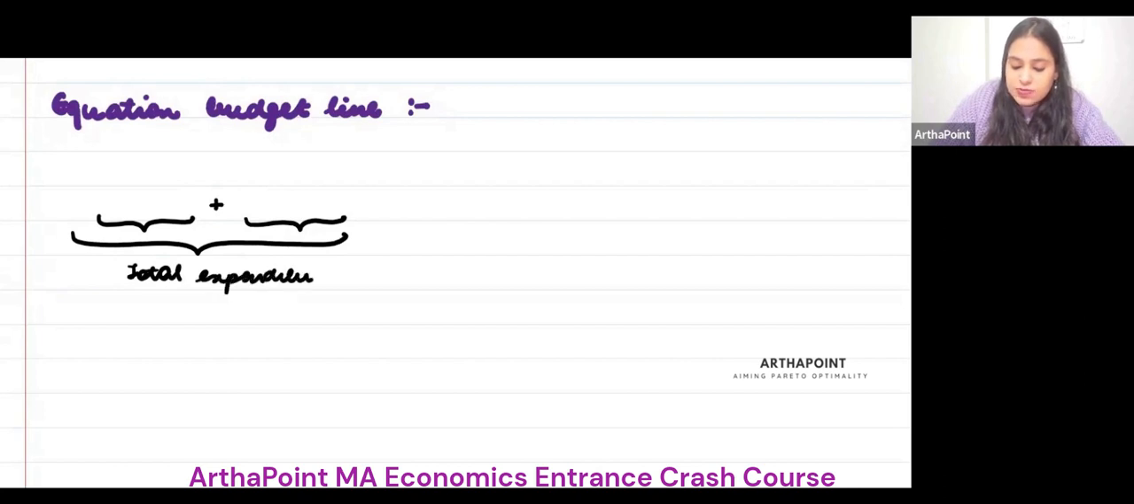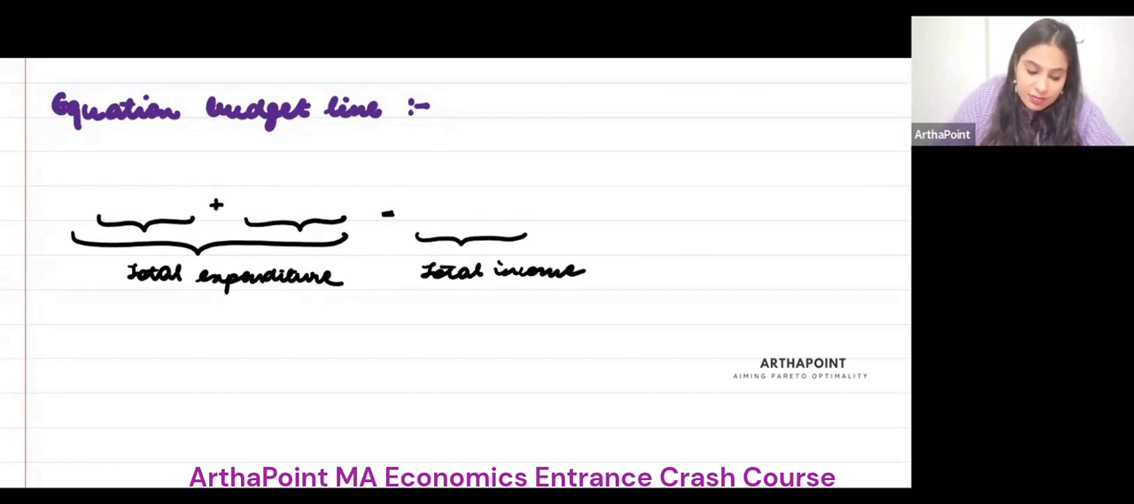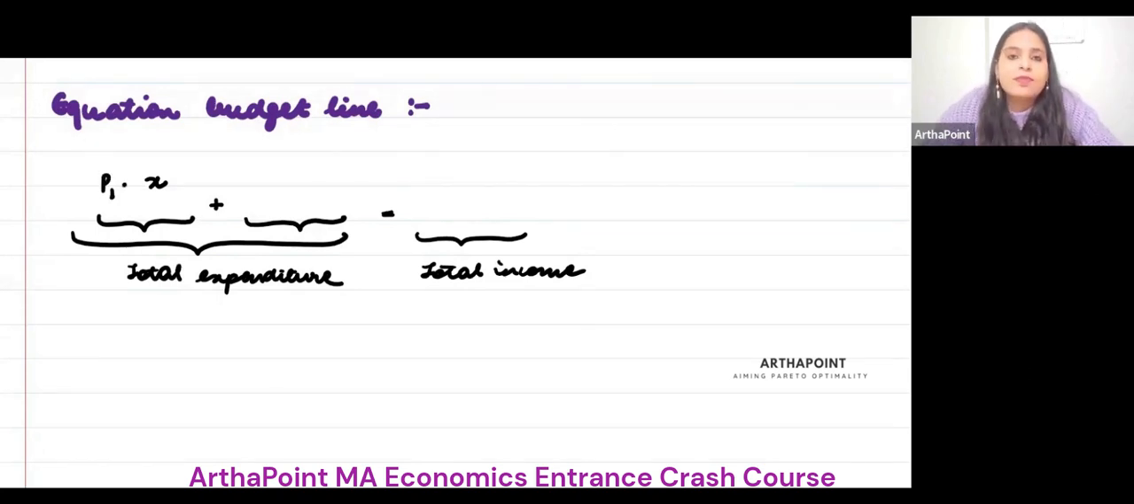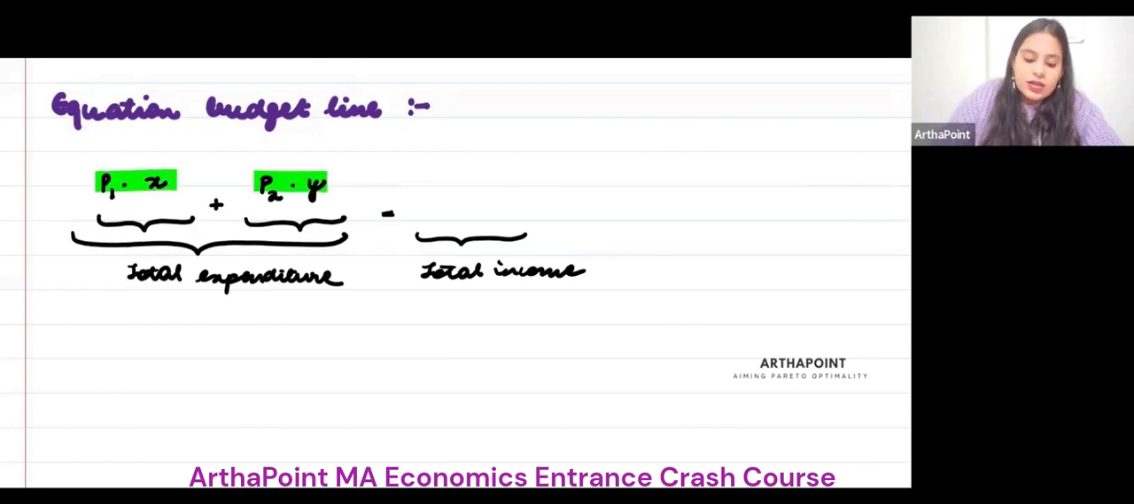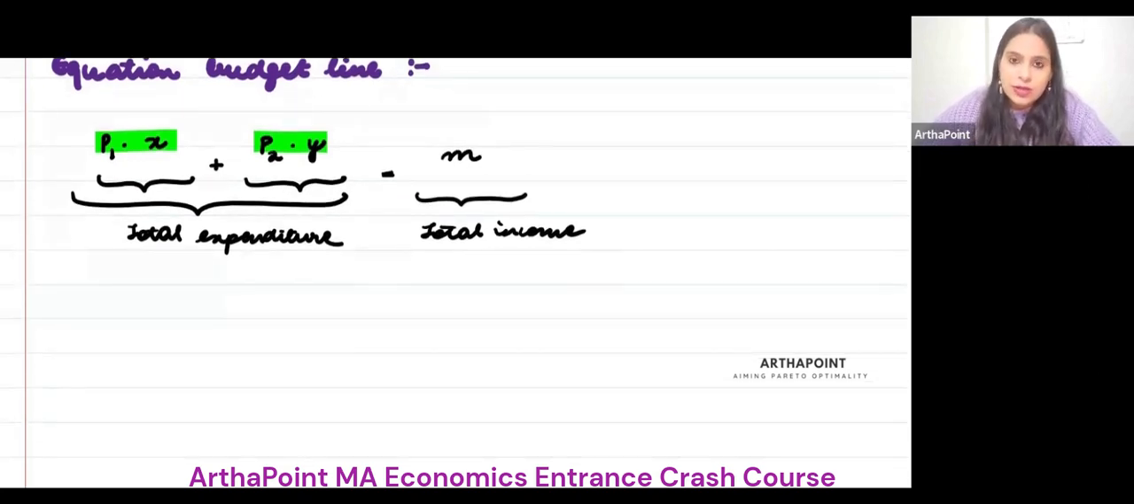And this total expenditure must be equal to the total income. So expenditure on good X: if I'm buying X units of good X, each at price P1, then P1 into X is the expenditure on good X. If I'm buying Y units of good Y, or good 2, each at price P2, then this is the expenditure on good Y. The expenditure on good X plus good Y should be equal to the income of the consumer. This is the simplest way of writing the budget line.